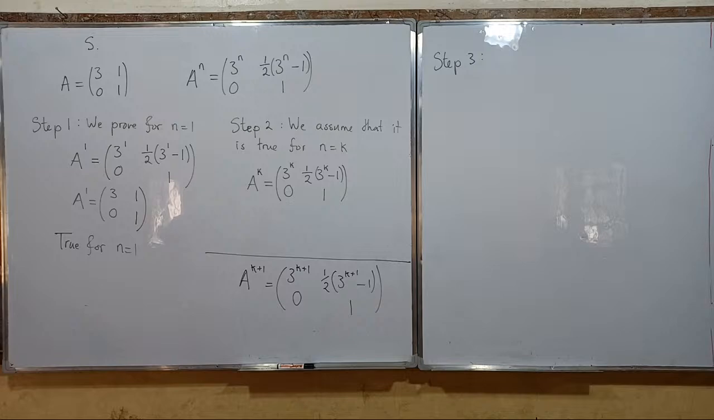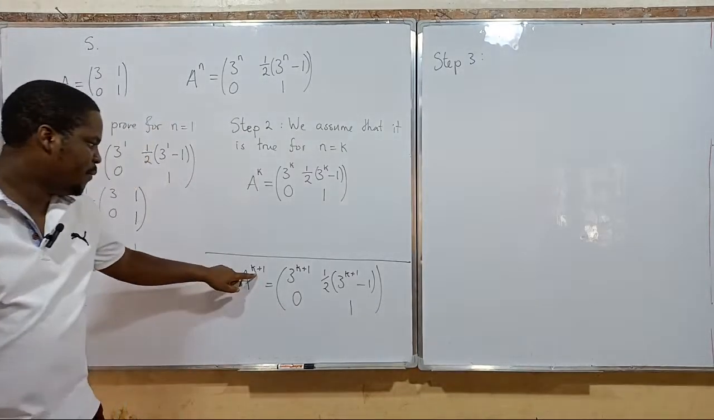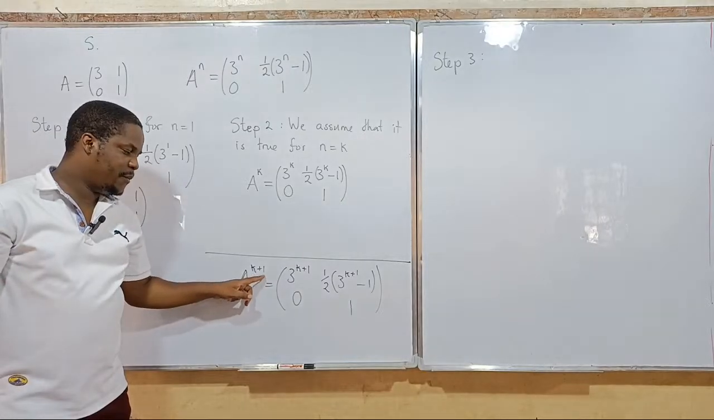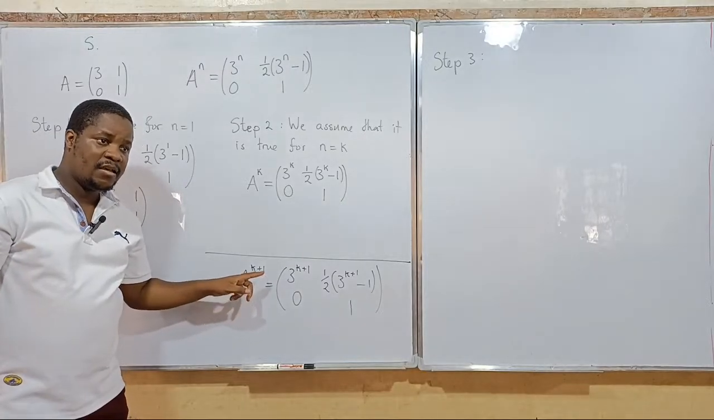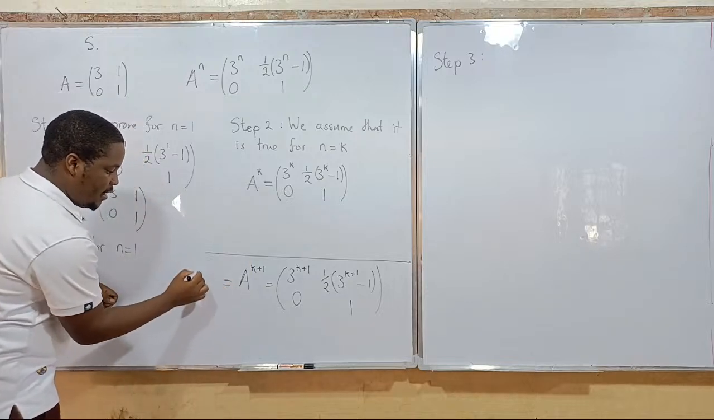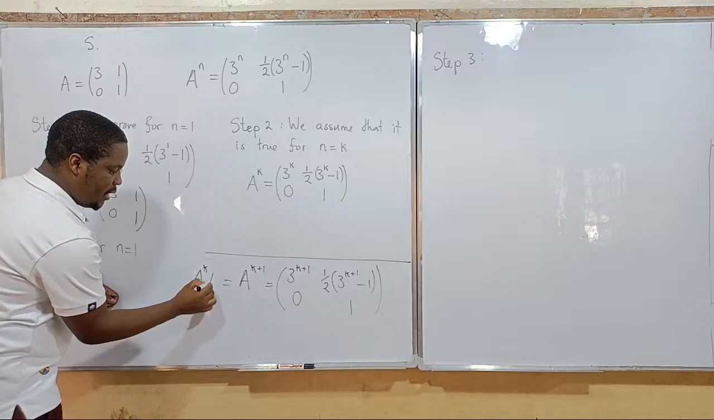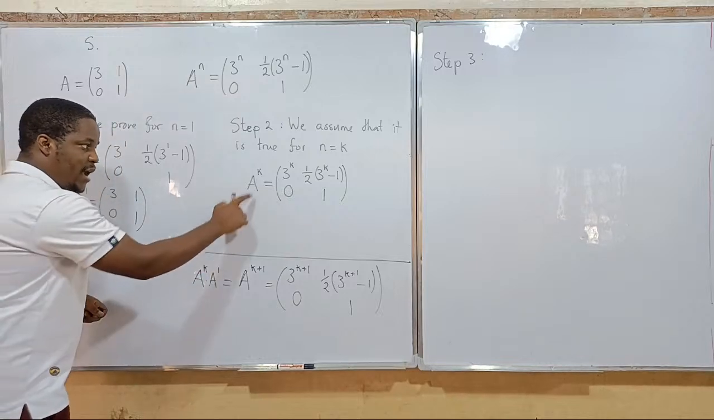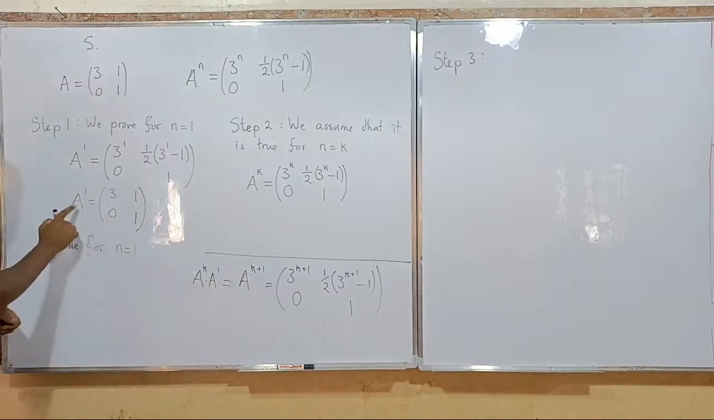Now, how do we get to this? The key is here, k plus 1. Remember indices: if the powers are adding, it means that the bases were multiplying. So this is as good as A to the power k times A to the power 1. Is that okay? Now, A to the k we have, A to the 1 we have.